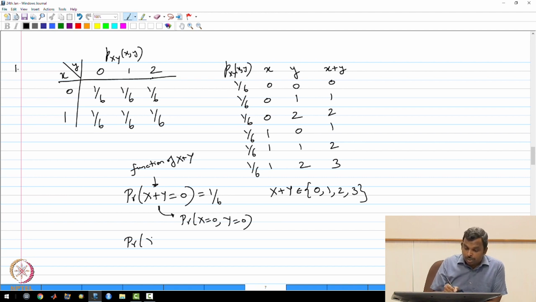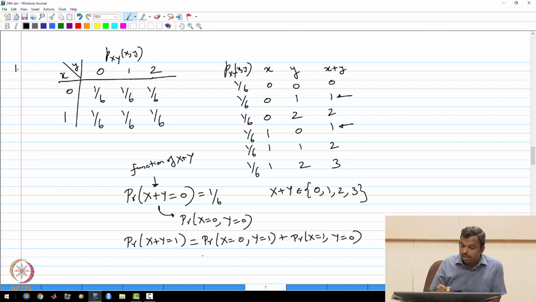Supposing you ask the question, what's the probability that x plus y is 1? From the table you can see there are two possibilities. There's a possibility here for which x plus y is 1, and there's a possibility here for which x plus y is 1. So x plus y is 1 corresponds to two cases: x is 0, y is 1, or x is 1, y is 0. Now this is 1 by 6, this is 1 by 6. Together you get 2 by 6. If you want, you can write it as 1 by 3.